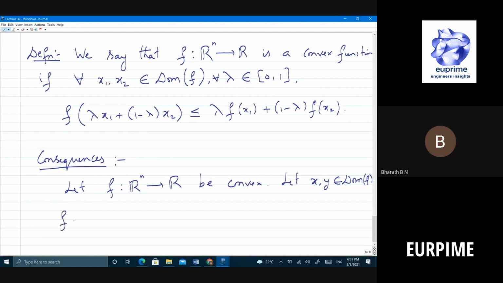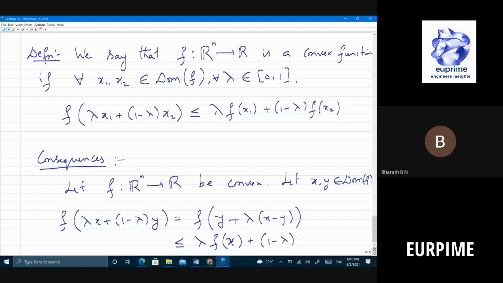So f of, I'll take this as is, the convex combination. But what is this? This is f of y plus lambda times x minus y, because y gets multiplied by 1. Do you agree with this? By convexity, what do we have? This is less than or equal to lambda times f of x plus 1 minus lambda times f of y. Is that correct? Yes, this is correct.